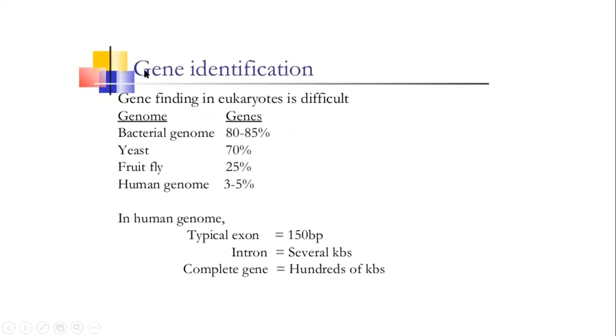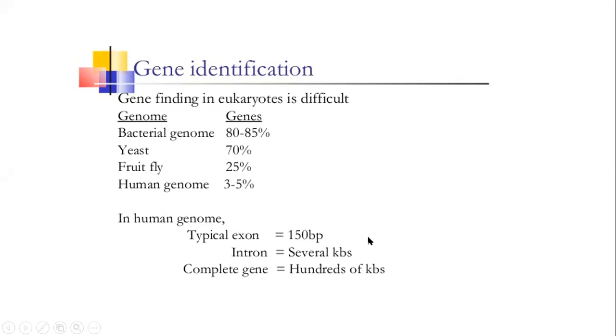So you know that prokaryotes and eukaryotes fundamentally differ. In a prokaryotic genome, 85% of the genome codes for protein-coding genes. Surprisingly, in the human genome, it is only 3 to 5% of the genome. In the human genome, a typical exon is 150 base pairs, and an intron is several kilobases. A complete gene with its introns can span 100 kb of distance.